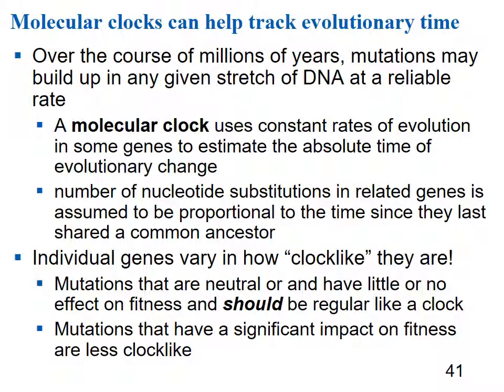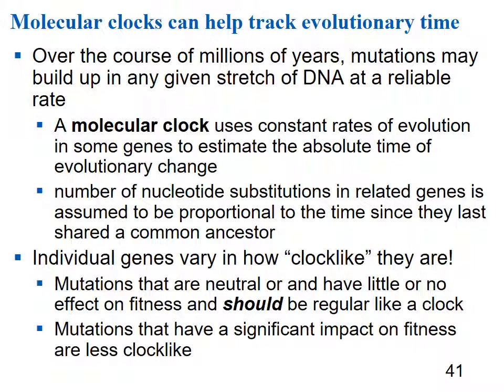So then we can use something called molecular clocks to keep track of evolutionary time. If we say that over the course of millions of years, mutations are going to build up in a particular stretch of DNA, we would assume that they would occur at a reliable rate. We can use a molecular clock to keep track of time. So with a molecular clock, if the number of nucleotide substitutions in the related genes is proportional to the time since they last shared a common ancestor, that can give us a good measure of time.